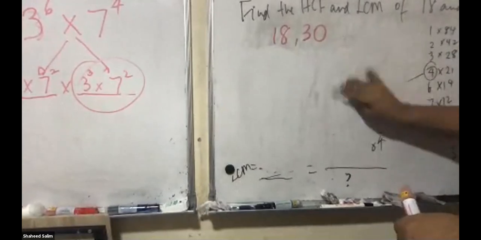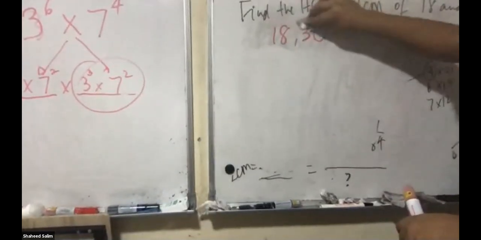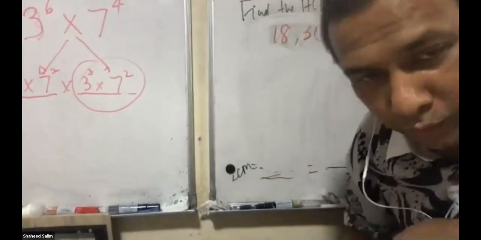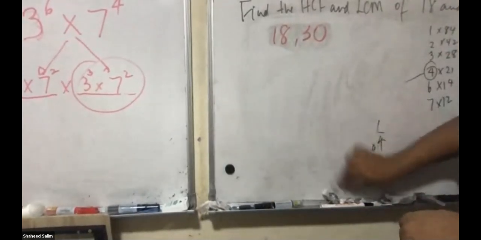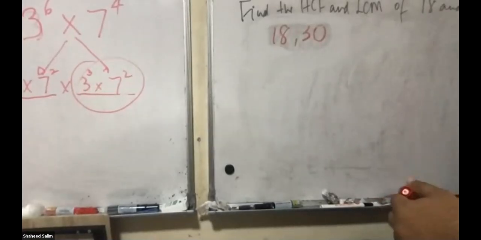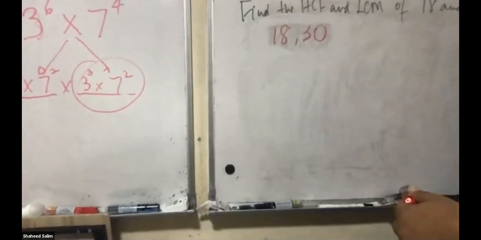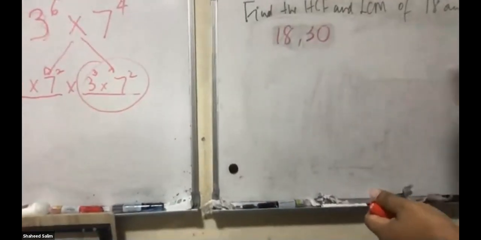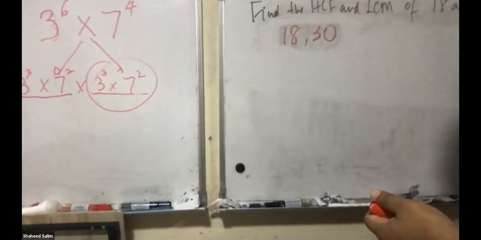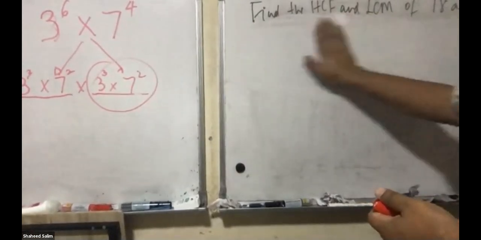Shafi, what's your HCF? 3. Try again. Please try again. Ryan, what's your HCF? Not completed. Okay, no problem. I'll show you both methods. Okay, your primary school method and this method. 18 and 30, yeah.